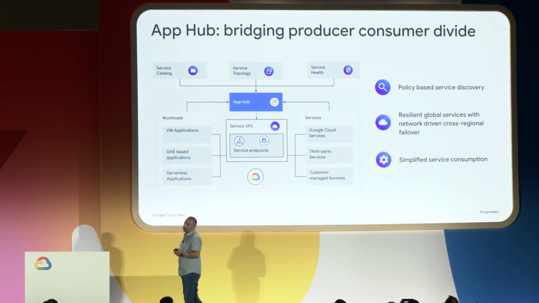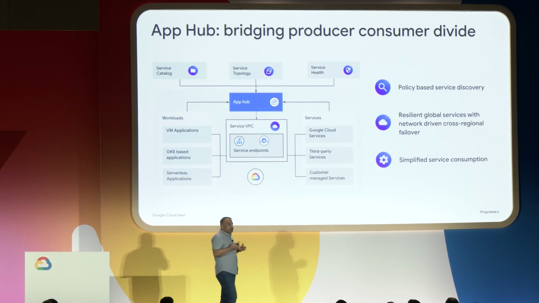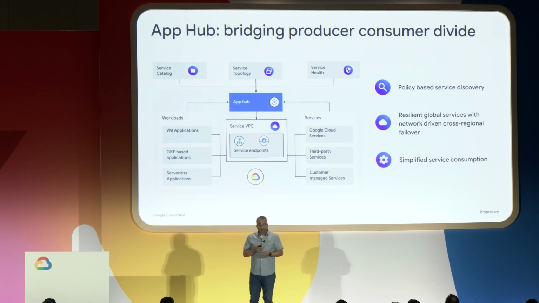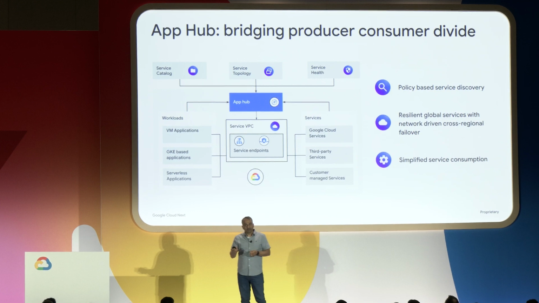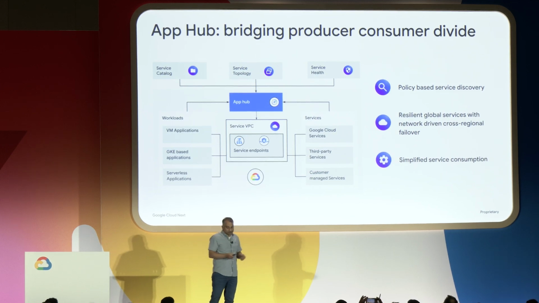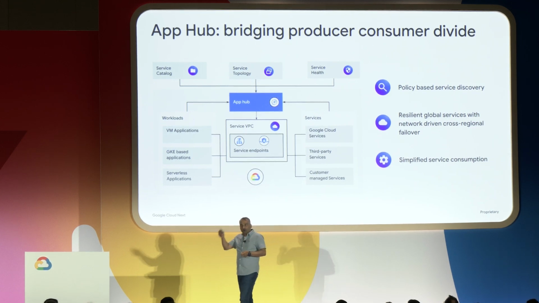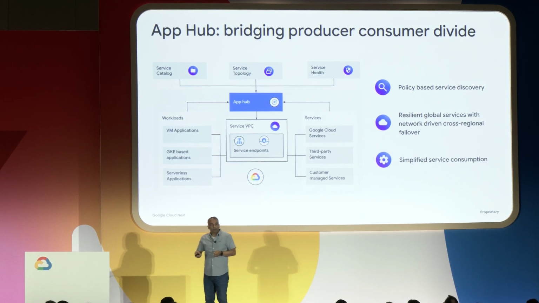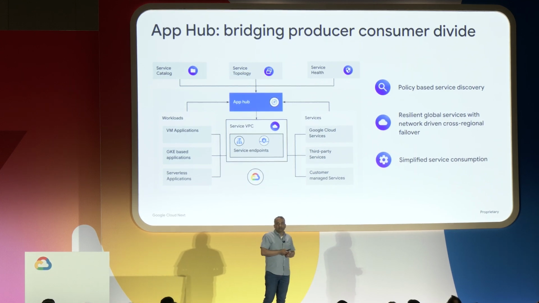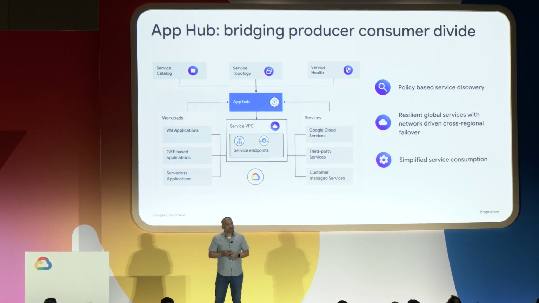So let's start with discovery of services. App Hub effectively dismantles the producer-consumer divide by providing an automated discovery and cataloging of all the services, together with a policy-based visibility of the services across the organization. So now, it makes it extremely easy for the consumer to look up all the services that they have access to, and that basically starts the journey in terms of how the consumers can establish connectivity to the service. So let's now explore what else does App Hub provide.